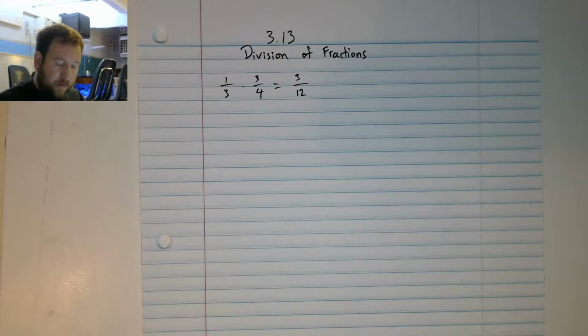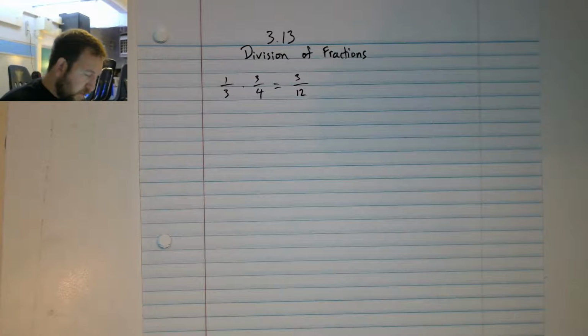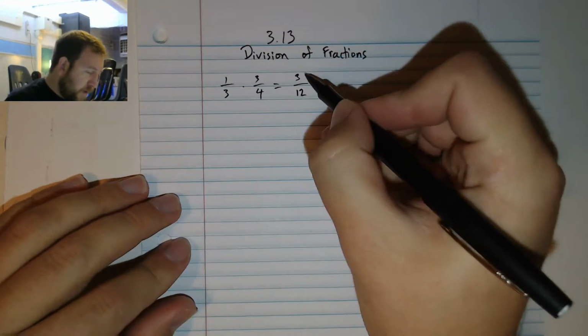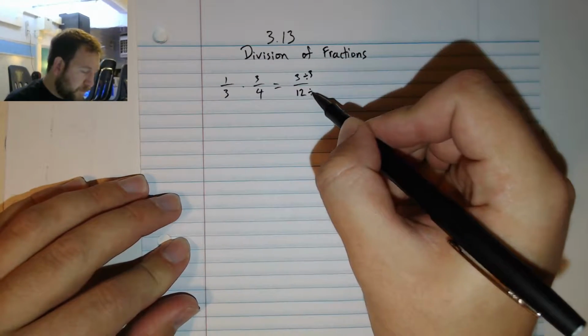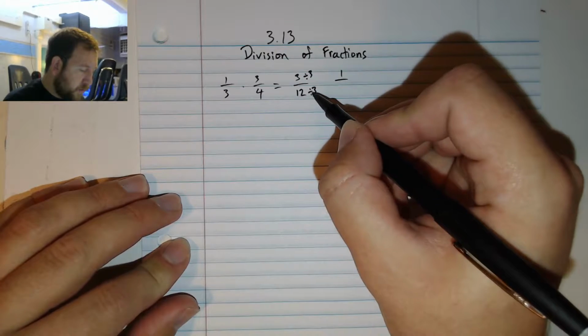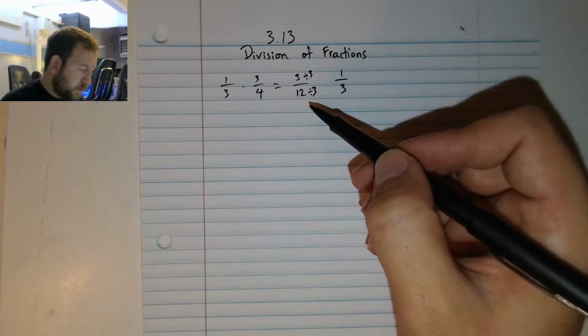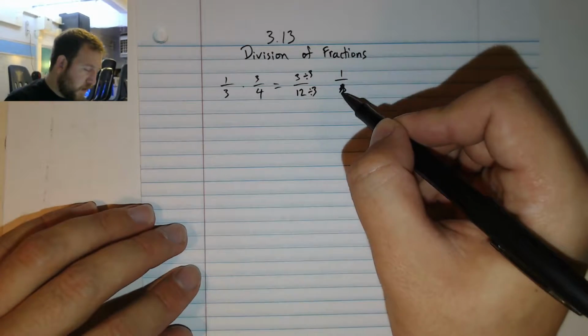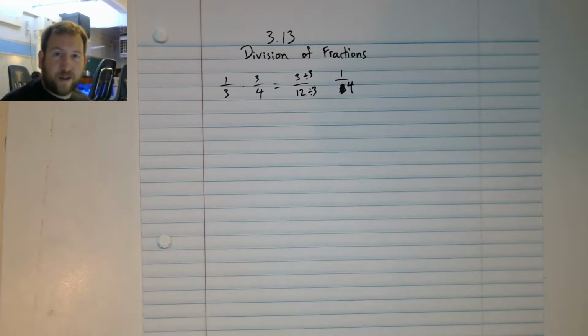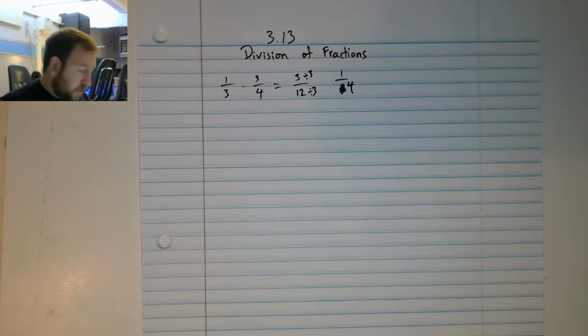Hang on, let me switch out my pens. I think this one might be a little better. Divide both by 3. And I have 1/3. Right? Nope. I have 1/4. Sorry. Still a little early in the morning for me. So that's how I can do my fraction multiplication.